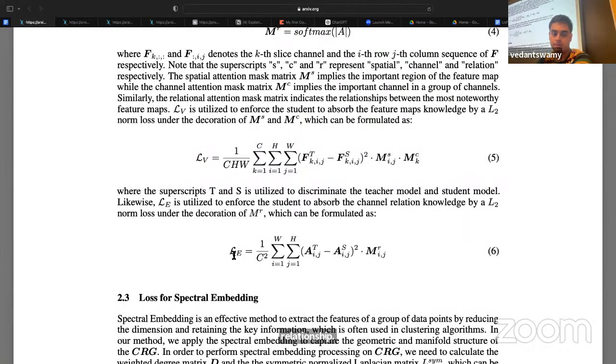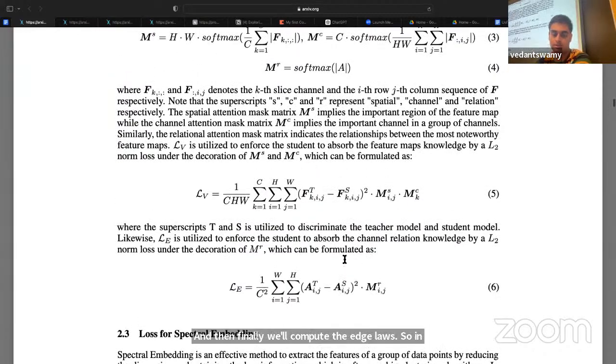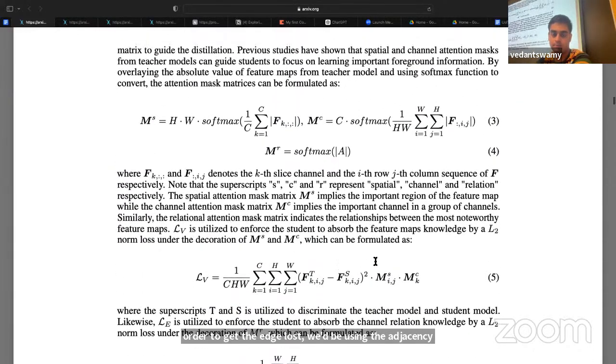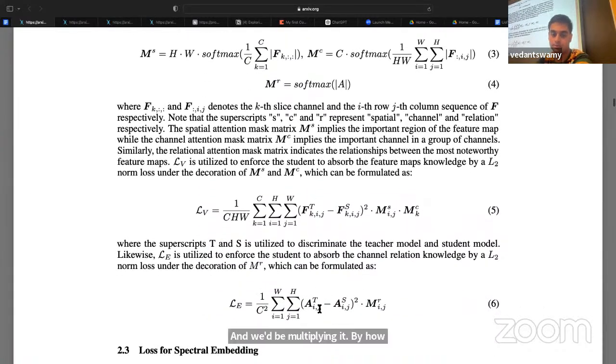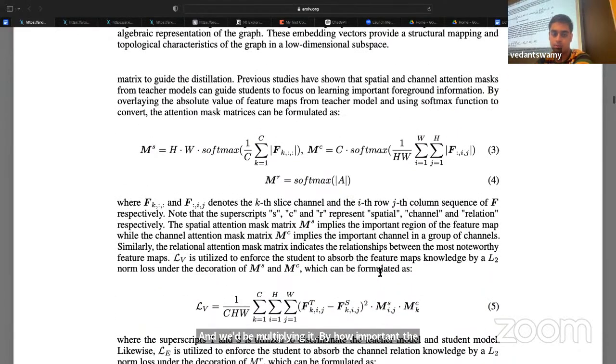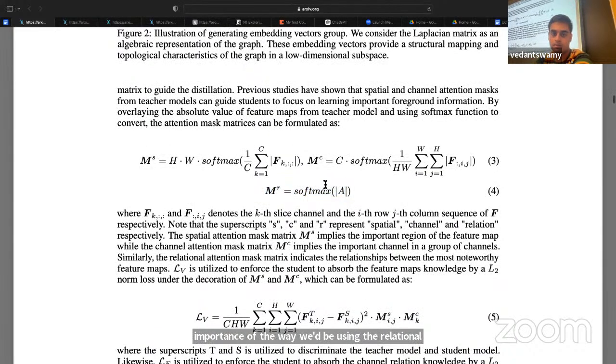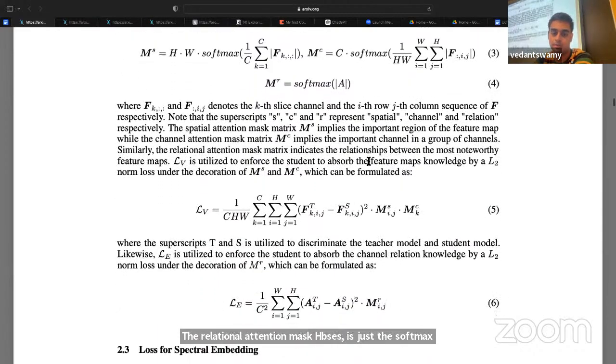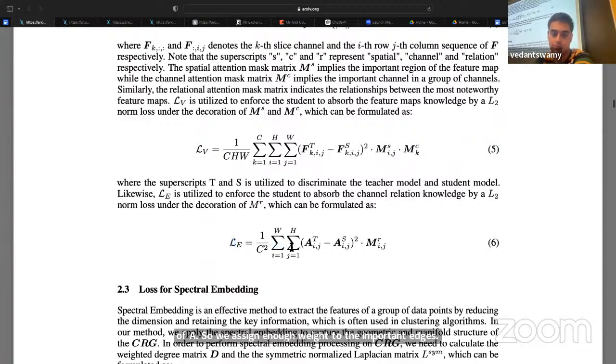And then finally, we'll compute the edge loss. So in order to get the edge loss, we'd be using the adjacency matrix, and we'd be multiplying it by how important the difference between each entry is. And to get the importance or the weight, we'd be using the relational attention mask, as you can see here. The relational attention mask is just the softmax of A. So we assign enough weight to the important edges. Therefore, we get the edge loss, and we get the vertex loss.